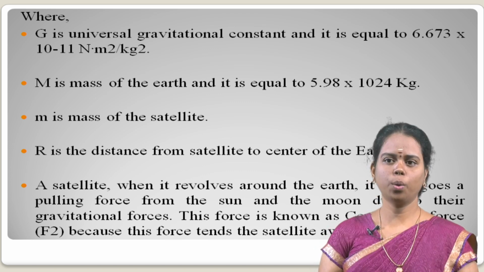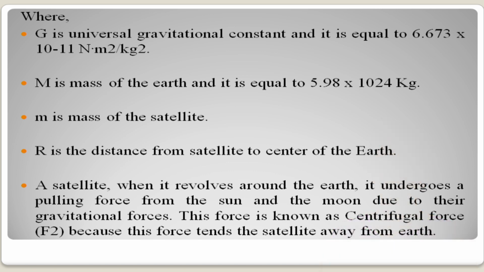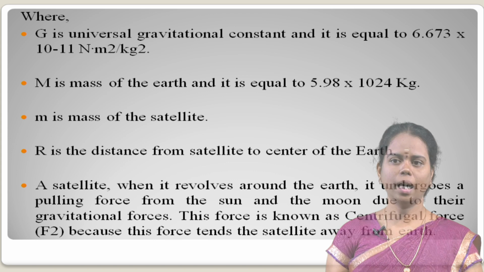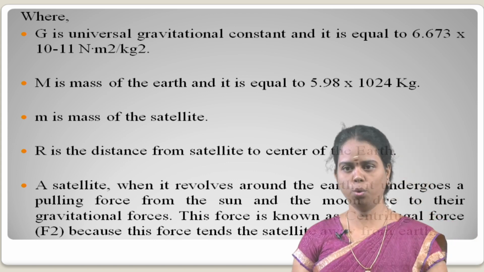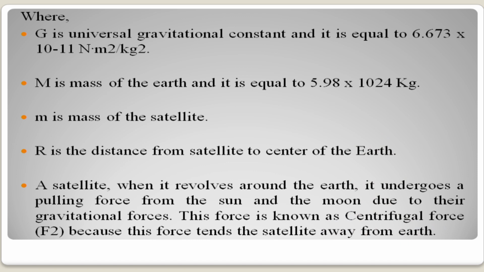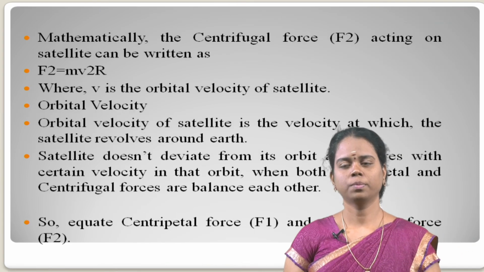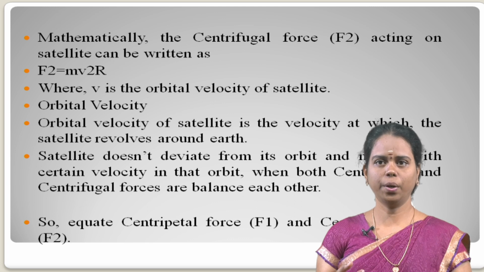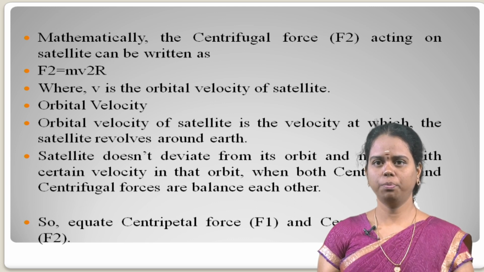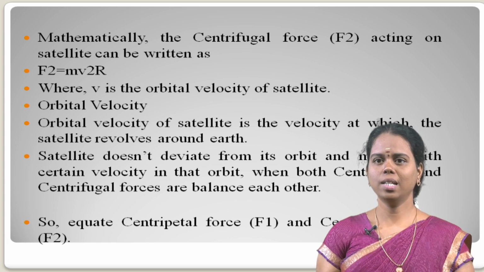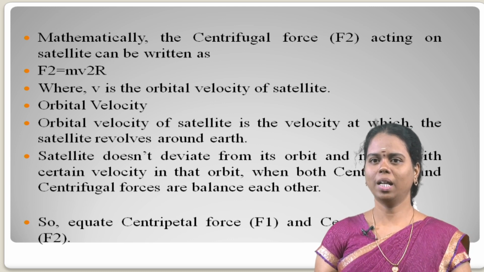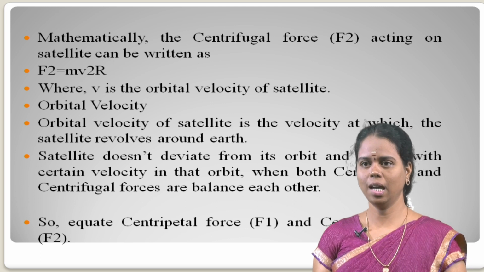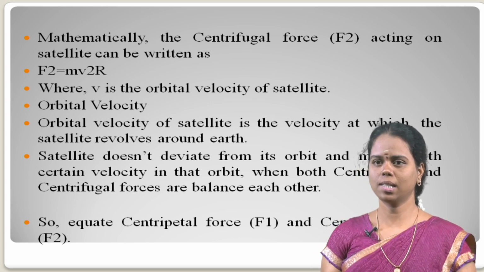A satellite, when it revolves around the Earth, also undergoes a pulling force from the sun and the moon due to their gravitational force. This force is known as the centrifugal force. It is denoted F2, because this force tends to pull the satellite away from the Earth. Mathematically, the centrifugal force F2 acting on the satellite can be written as F2 is equal to mv^2/r, where v is the orbital velocity of the satellite. Orbital velocity of a satellite is the velocity at which the satellite revolves around the Earth.